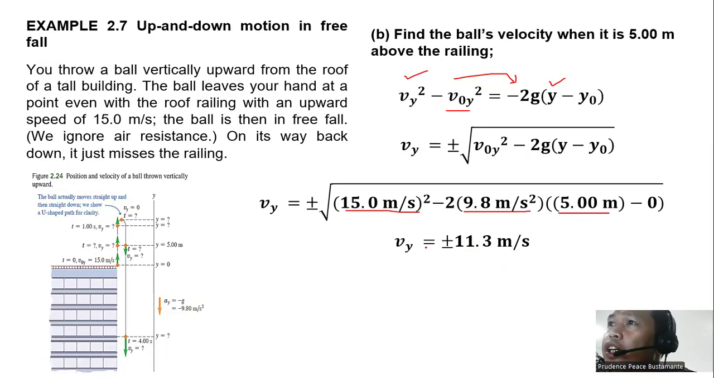There is a positive and negative. You have two velocities, one up and one down, because the moment you're still moving upward, you pass this point at 5.0 meters, and the moment your ball is already going down, you also pass this point. That's why you have positive and negative values of your velocity.